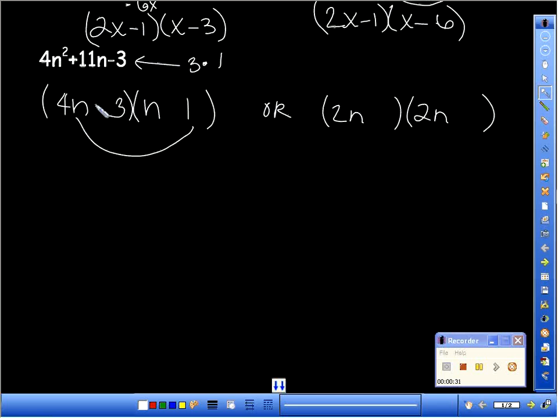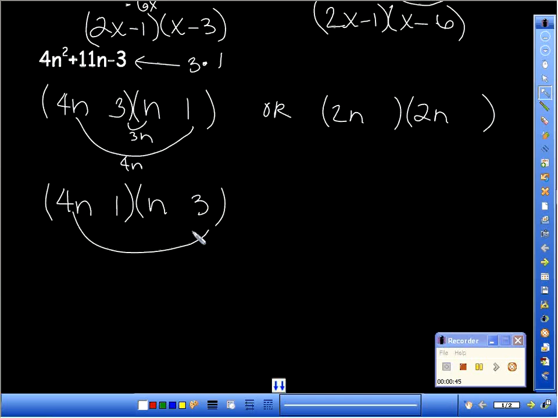What do I get when I multiply 4n times 1? 4n and 3n. Does that work? No. Let's try 1 and 3. I get 12 and 1. Will that give me 11? Yes. The 3 is negative.